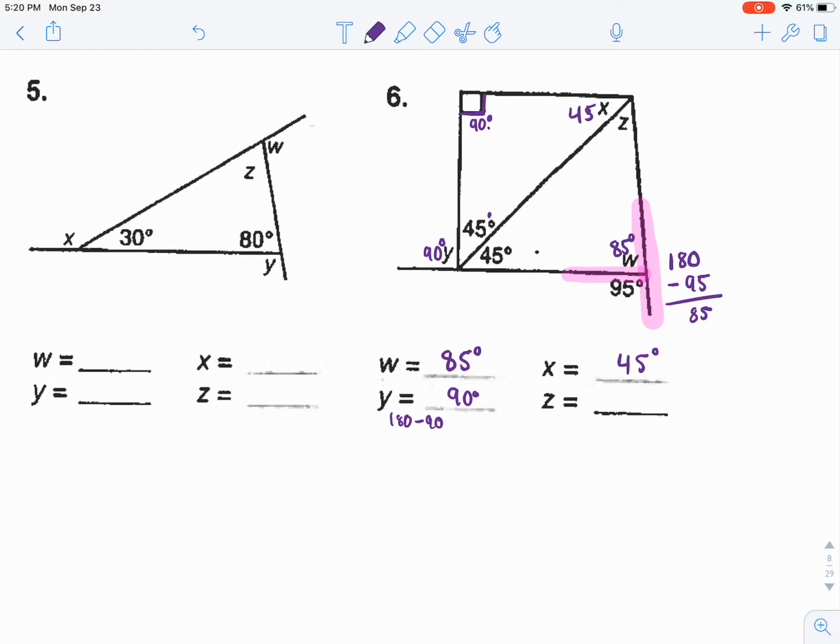Now that I have W, I am able to find Z. How? Well, W plus 45 plus Z should all add up to be 180 degrees. So we add 45 plus 85, and we get 130. 180 minus 130, it's 50.